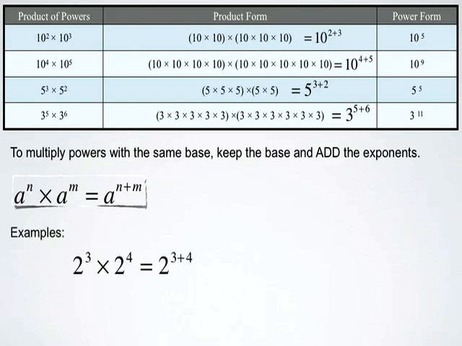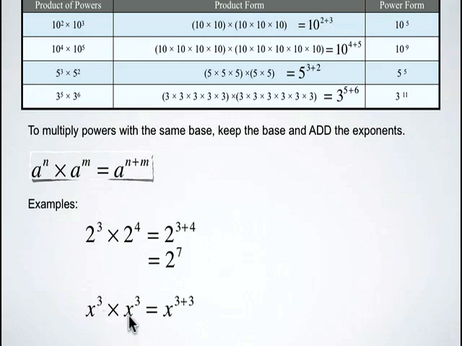So looking at some examples, if I have 2 to the 3rd times 2 to the 4th, same base, 2, keep it the same, add the exponents, 3 plus 4. It would look like this if I wrote it out, 3 2s followed by 4 2s, which gives me 2 to the exponent 7 as my answer.